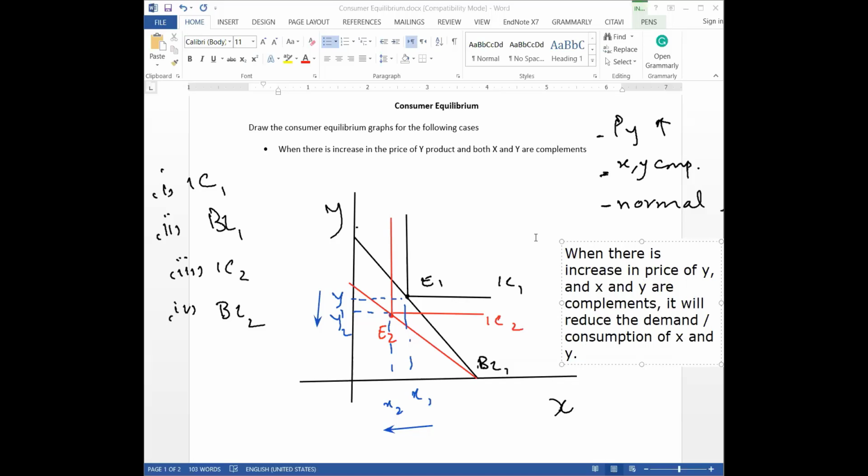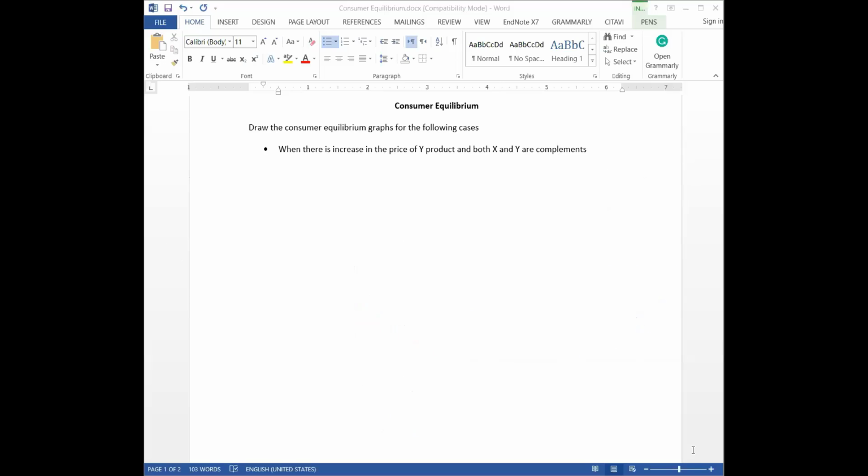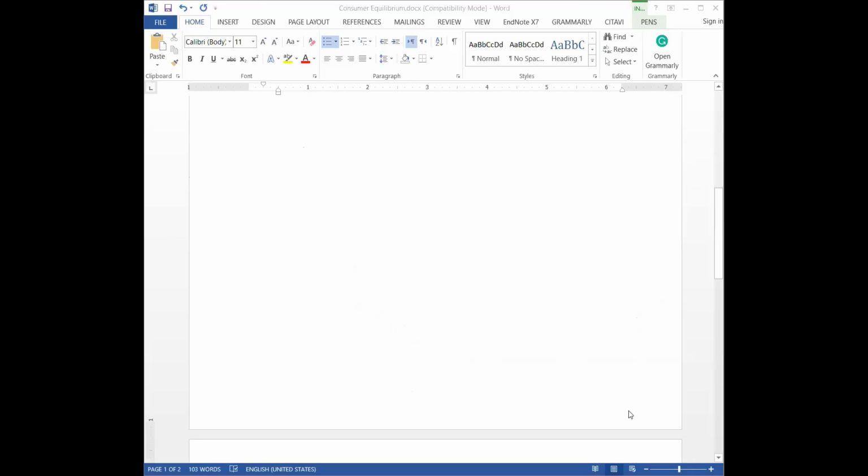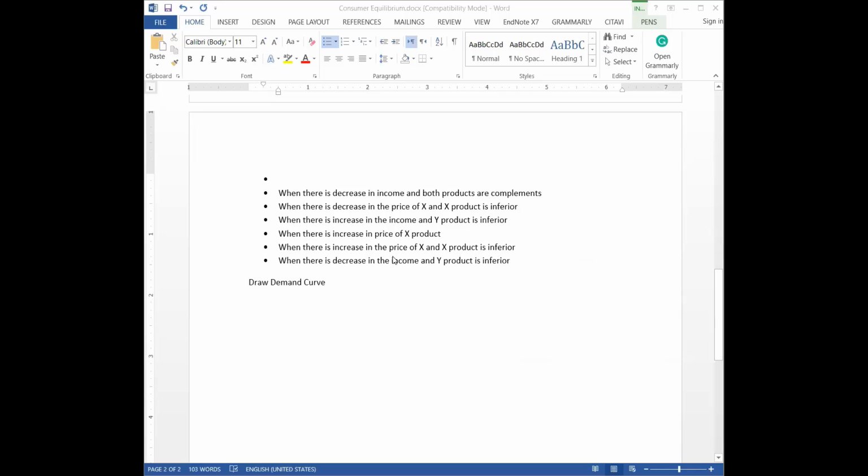So this way you will draw the indifference curves. Hopefully it is clear for you. What you now have to do, as an activity, let me clear it up, is draw these 6 cases. We will study this one later on. So you have to draw these 6 cases.